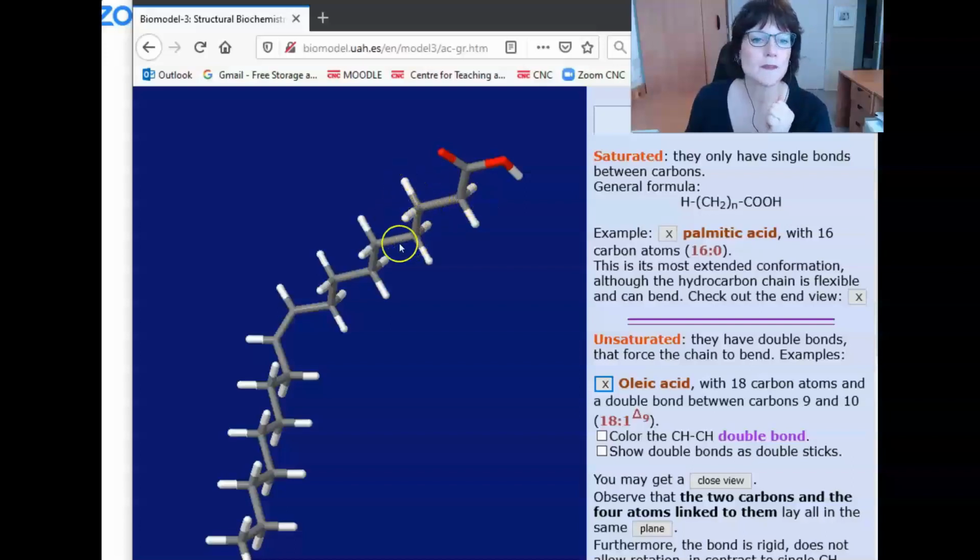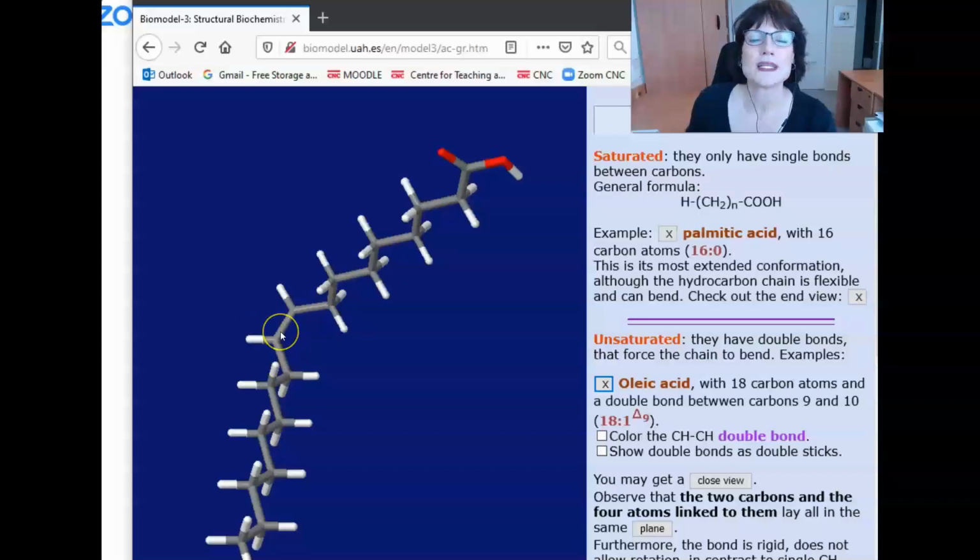There's no double bonds. But notice here this carbon has 1, 2, 3, 4, but this carbon has 1, 2, 3. Where's the 4th bond? It's a double bond right here. And same with this carbon. 1, 2, 3. Where's the 4th bond? It's the double bond.